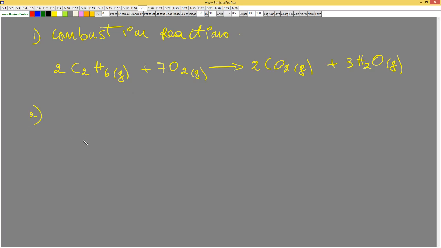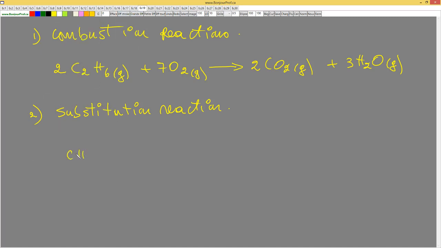Second, what we can do: substitution reactions. What is a substitution reaction? We can take an alkane and, for example, change a hydrogen with something else. This is mainly what it is. For example, I can take CH4 with its hydrogens. I'm going to write the equation first.